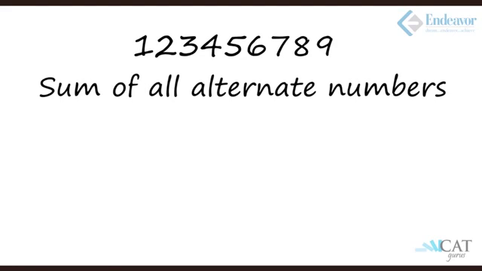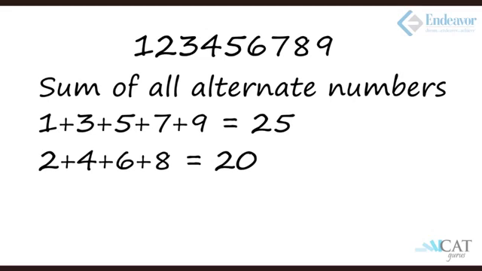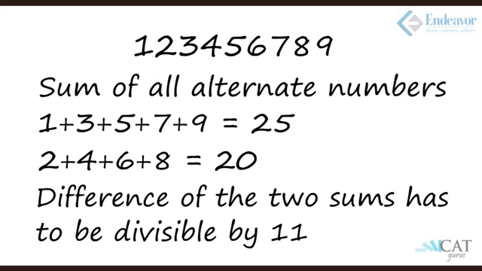So let's take the alternate numbers starting from anywhere. If we start from the left, say 1 plus 3 plus 5 plus 7 plus 9. Now this is nothing but 25. And the other set of numbers, 2 plus 4 plus 6 plus 8, which is 20. So you have 25 on one hand and 20 on the other hand. The difference of 25 and 20 comes to 5. Since this 5 is not divisible by 11, this number is not divisible by 11. We can also extend it to other numbers.